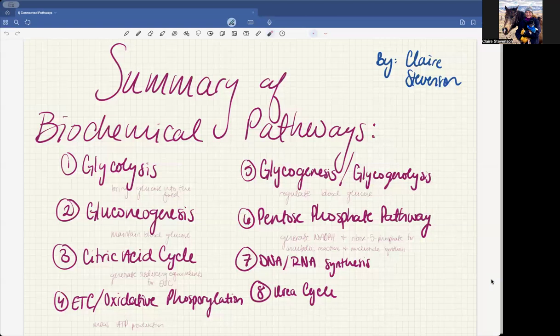Hello, everyone. My name is Claire Stevenson, and today I will be expanding on my summary of the biochemical pathways that I made for Dr. Callaway's nutritional biochemistry class for the midterm.